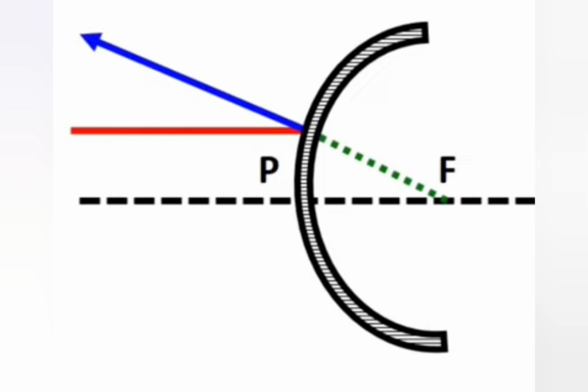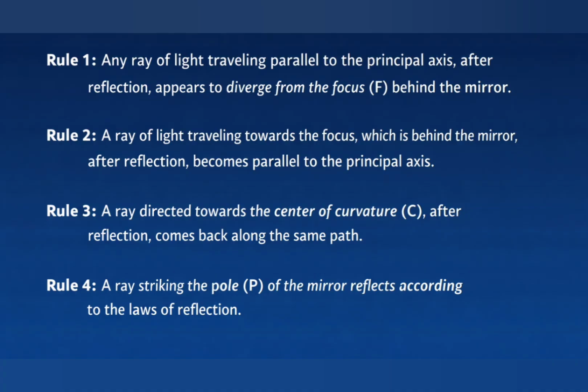In case of concave mirror, what will happen? The ray actually passes through the focus. In convex mirror, the ray does not actually pass through the focus. It only appears to come from the focus because the image is virtual. Convex mirror always produces virtual image. I hope you understand first rule.